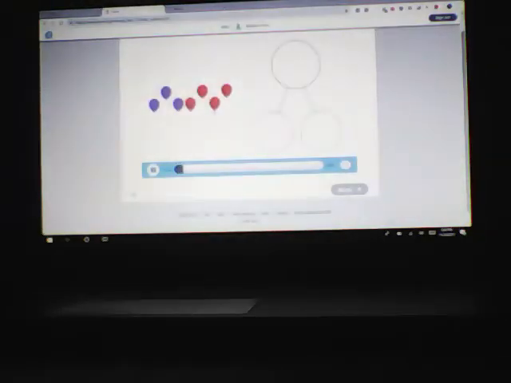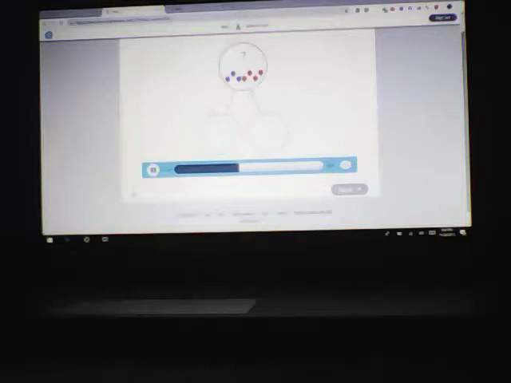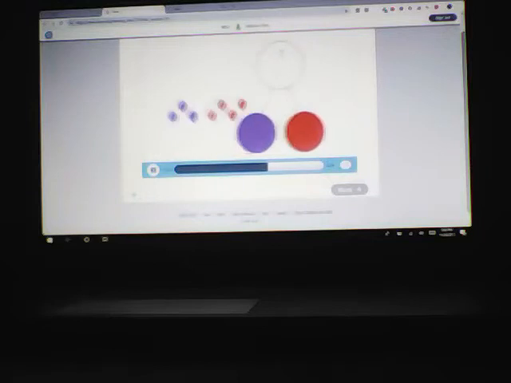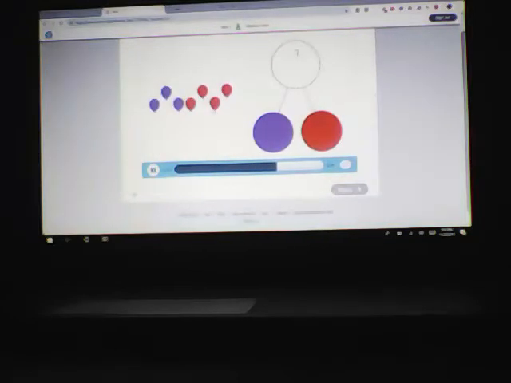Let's show this in a number bond. A number bond shows a whole and its parts. There are 7 total balloons, so we write 7 here. The 2 parts are the purple and orange balloons. Let's write a number for each part. There are 3 purple balloons, so I write a 3 here.